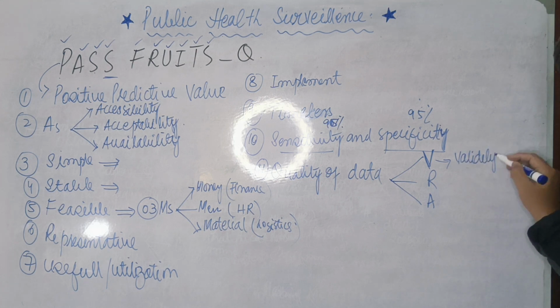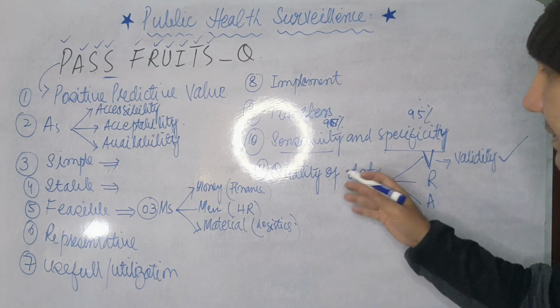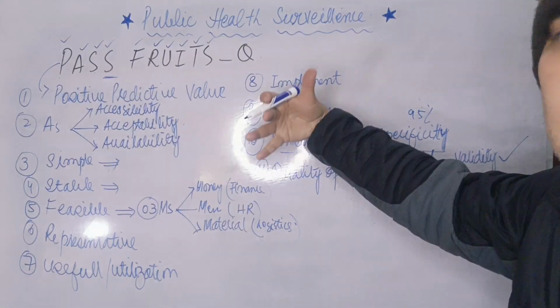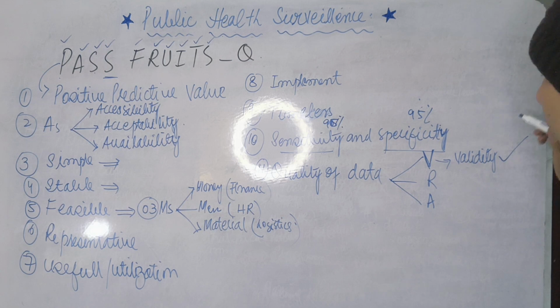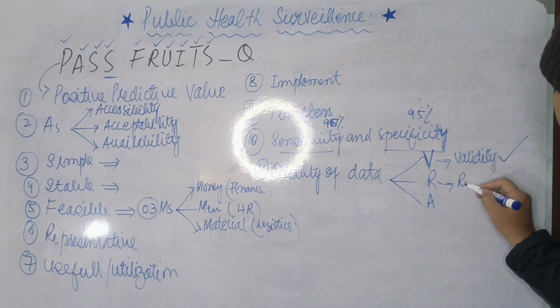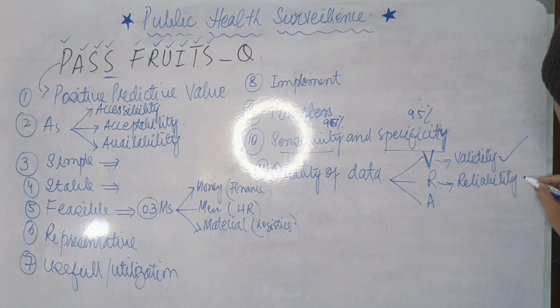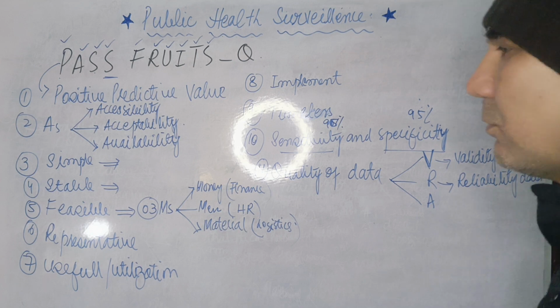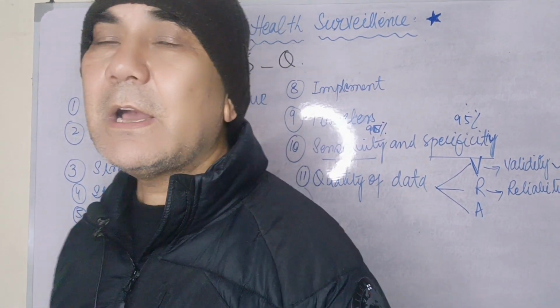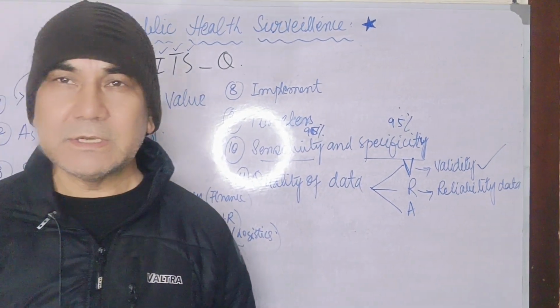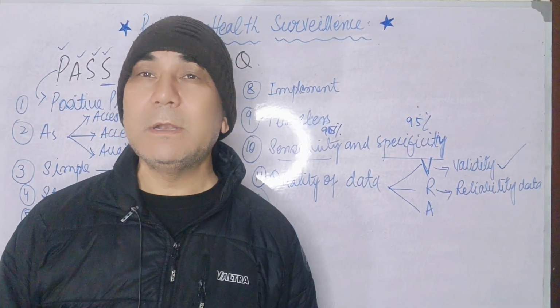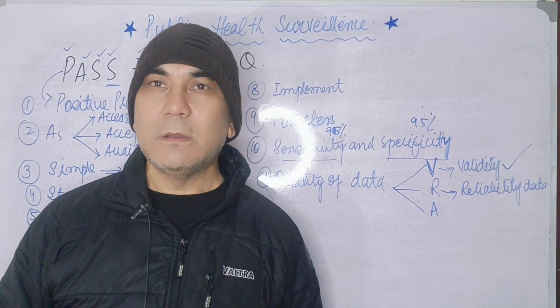The validity of the data should be quite high. What is the data you have collected from the surveillance system? The validity should be higher. And the second word is reliability of the data. It should also be quite high. If the data is valid, it doesn't mean it's reliable. Reliability means repeated measures.